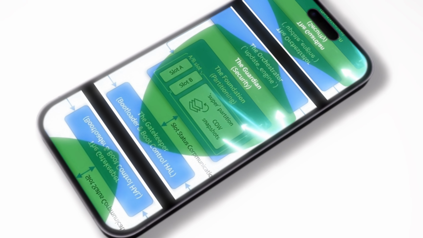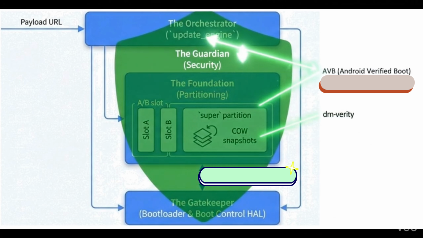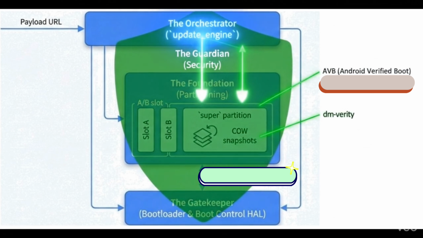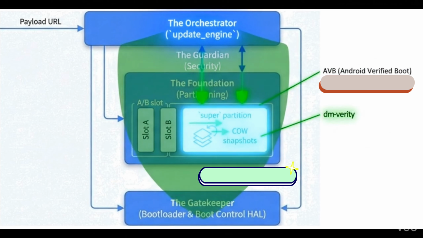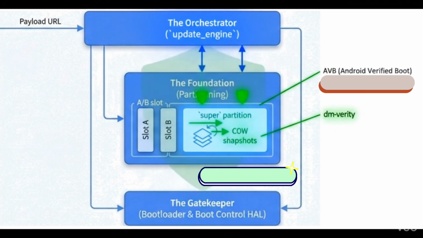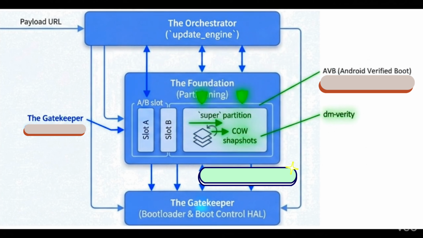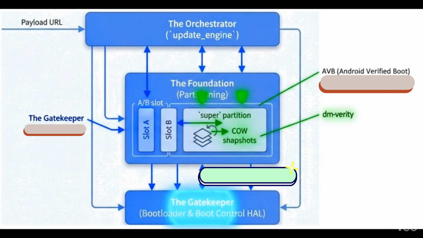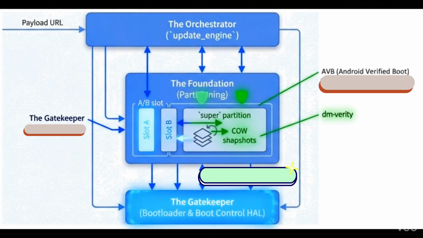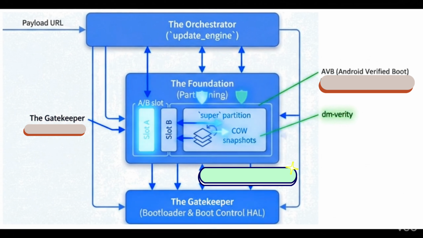Now, let's delve into the four-pillar architecture of Android. At the top, we have the orchestrator. The update engine is the orchestrator of the software update. It's a stock Android framework component that performs the software update. Next, we have the foundation, which does the partitioning. You have the slot A and slot B partitions there, and what we call super partitions and COW snapshots, which we will get to in a bit. And finally, we have the gatekeeper, which is the bootloader and the boot control HAL. Throughout all these different layers, we have the guardian, which ensures security of the new software that's been installed.